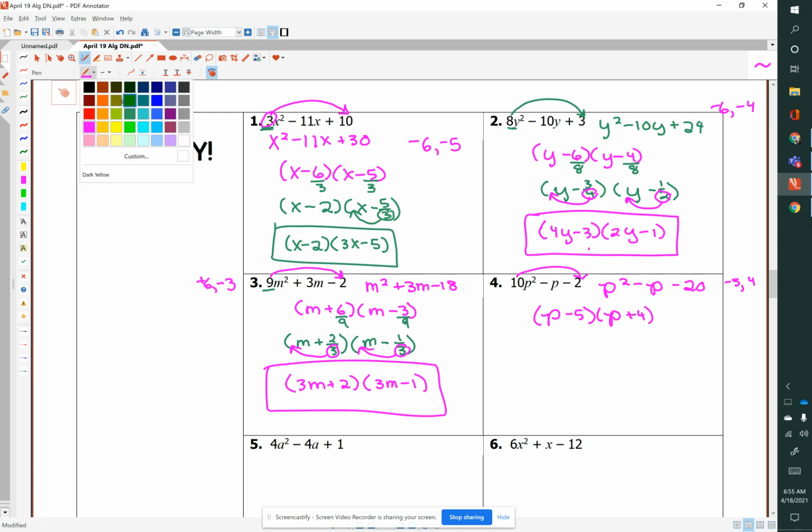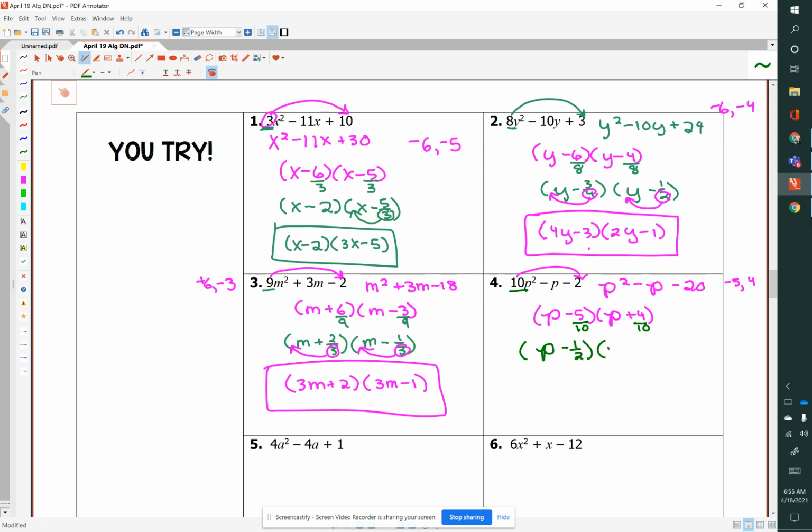Now we're going to take that leading coefficient of 10 and use it as our denominator in both of those binomials. Then we will reduce the fractions, so p minus 1/2, p plus 2/5. And now we'll take the denominators and we'll slide those in front of the variable p, and our final answer will be 2p minus 1, 5p plus 2.